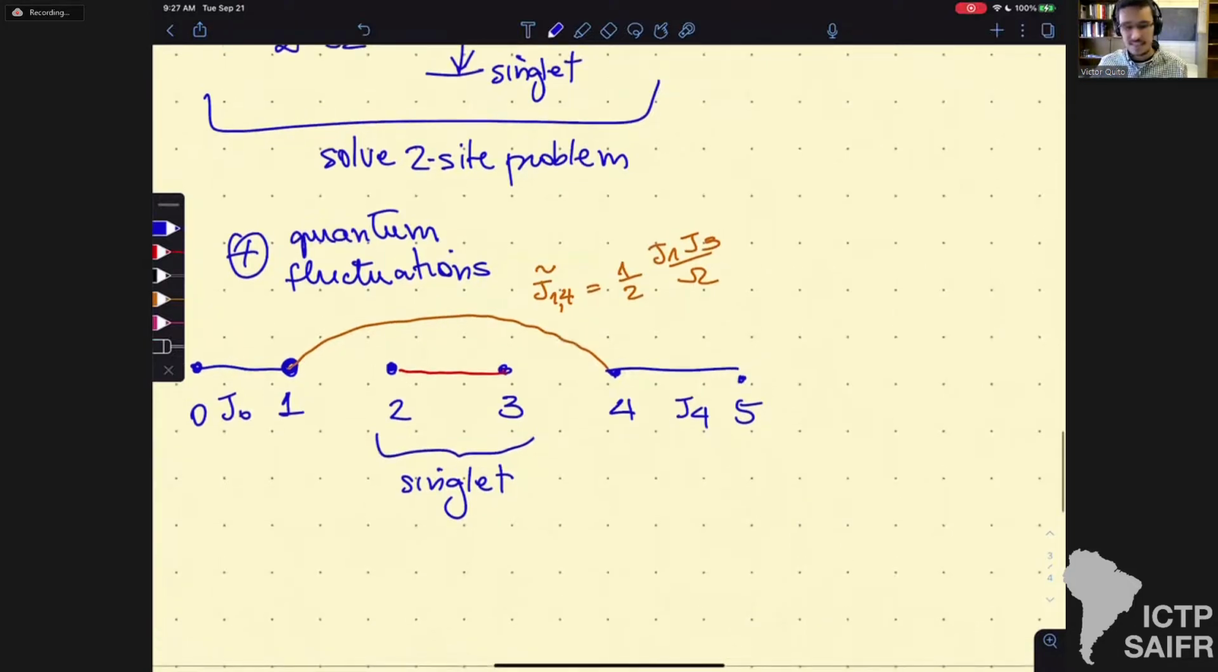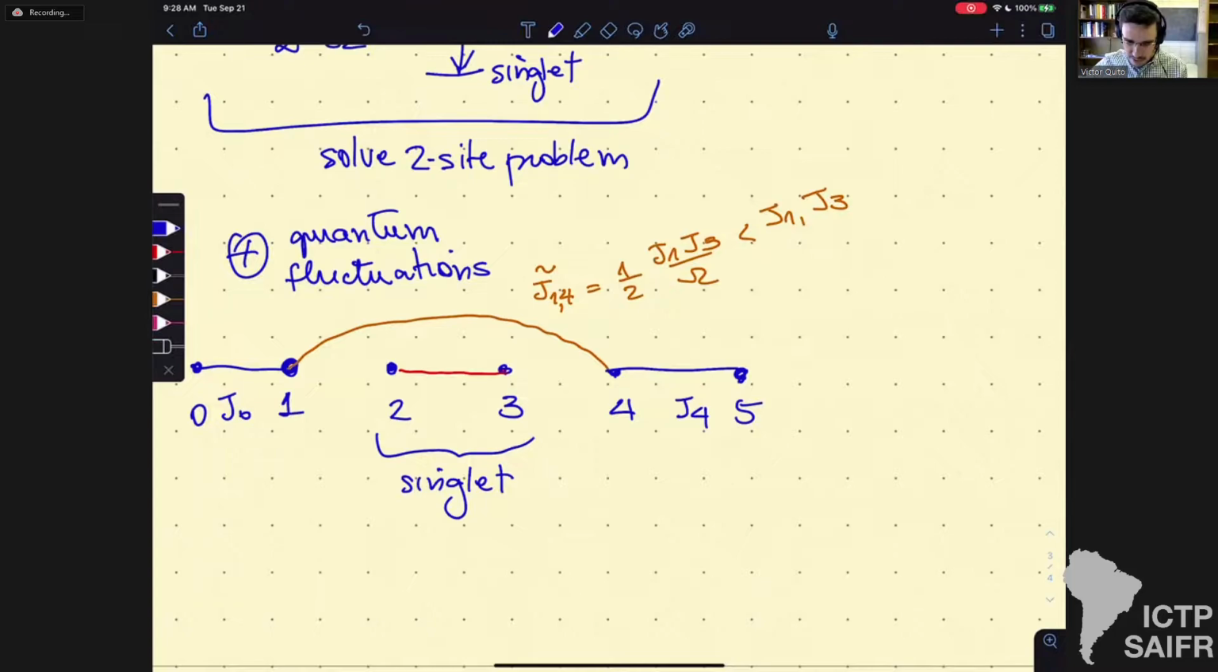So this is what is called a decimation step. Spins 2 and 3 are now forming a singlet, frozen together. Spins 1 and 4 are now directly connected by a new bond that is smaller than the original J1 and J3. J1 and J3 also disappear from this problem. And notice that the topology of the chain is preserved. This is a great advantage of working in one dimension. This technique is very precise and tailor-made to work well specifically in one dimension.